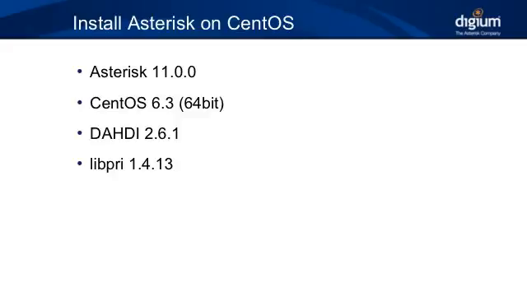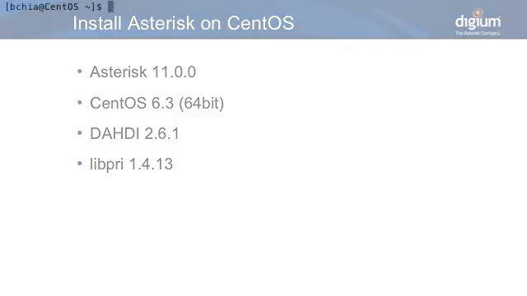In addition to Asterisk, I'll be installing DAHDI 2.6.1 and libpri 1.4.13. DAHDI and libpri are needed when you want to connect a PRI into Asterisk using a Digium T1/E1 telephony hardware card. Now, even if you have a VoIP-only system, it's still alright to go ahead and install these packages, as they have a small footprint, and then they'll be available if you choose to install a hardware card later on.